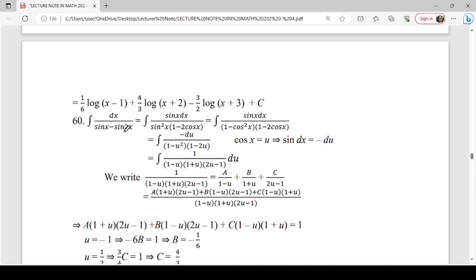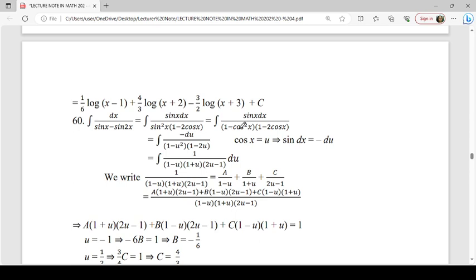Sin twice x minus sin x minus sin twice x. What we do is multiply by sin x. So this is sin x, this is sin square x. This is 2 sin x cos x, so 2 sin x cos x is 2 sin square x cos x. So sin square x is taken outside. Then sin square x is 1 minus cos square x. It is 1 minus 2 cos x.